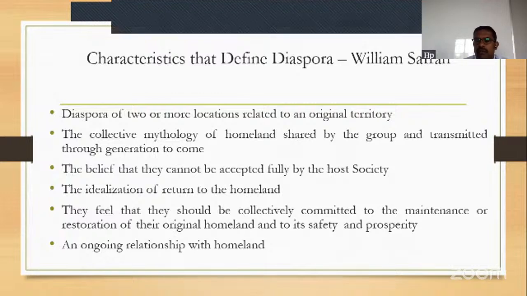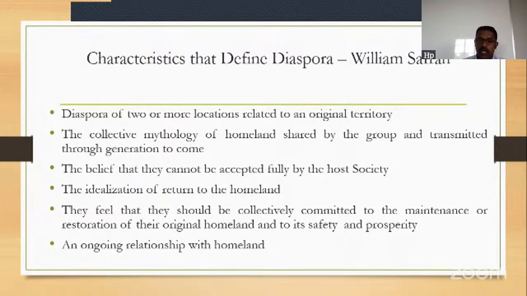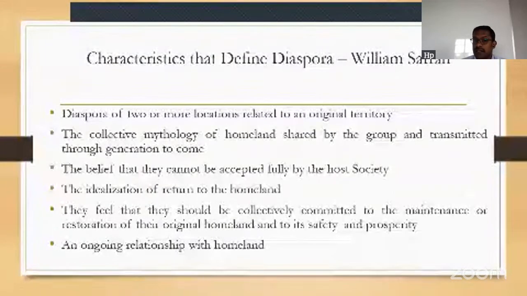I must give back to my country. I must see my country safe and prosperous and growing and well. They are doing well. And what is my contribution? Even though I live in Australia, even though I live in the US, what is my contribution towards my country's prosperity and development? So these are all citizen characteristics and an ongoing relationship with the homeland.